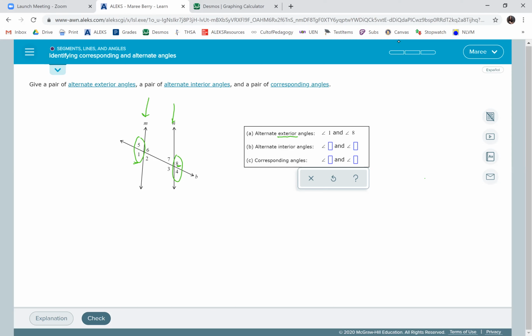Now we're going to look at alternate interior. And to do interior, we're looking at these four. And alternate would be across the line. So 2 and 7 or 6 and 3. You get to pick. I'm going to just do 2 and 7. And then corresponding angles. We want to look at our box of 4. And let's just do this bottom left here, 1 and 3. Those two would be corresponding.